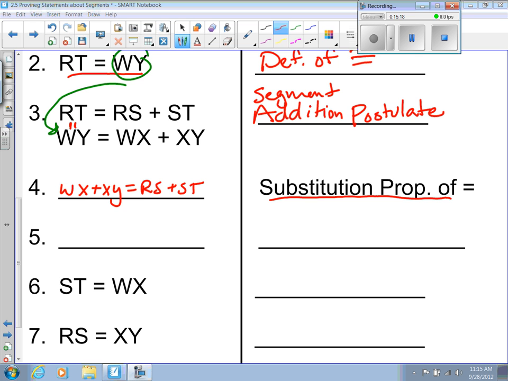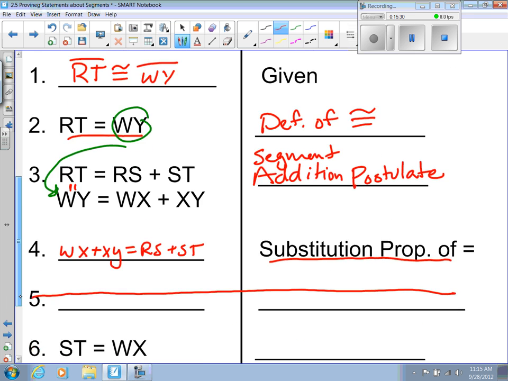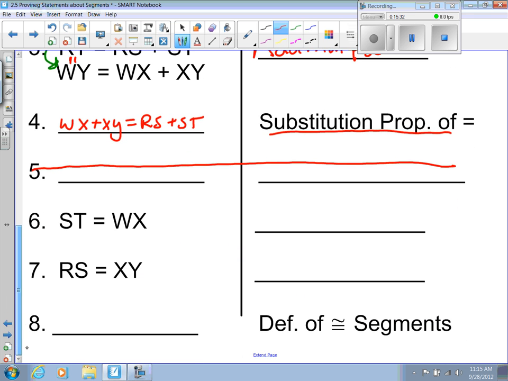All right, so sorry about the pause. I think since I did the substitution in one step, that kind of eliminated the need for step 5. Sometimes that happens. You can come up with a faster way of proving something. Sometimes you need that step. You can't just skip over it. But in this case, I'm just going to use this fact: ST equals WX.